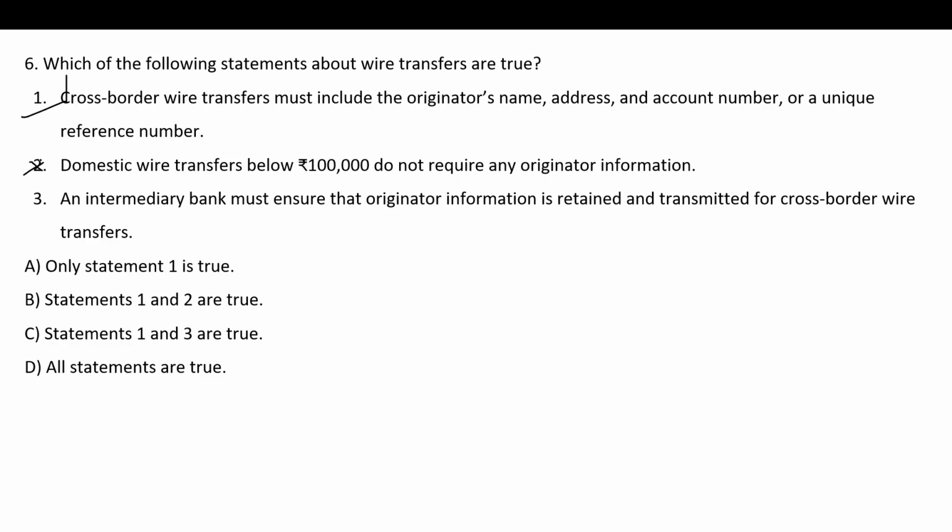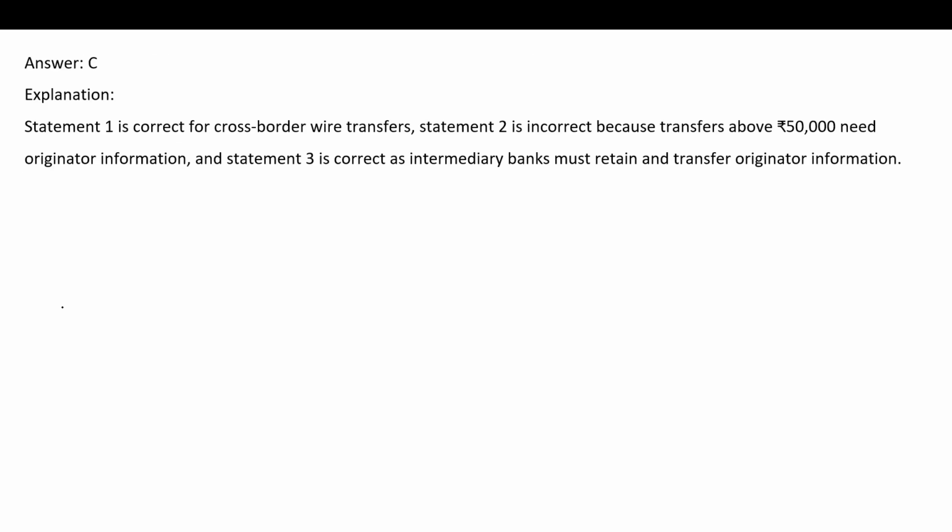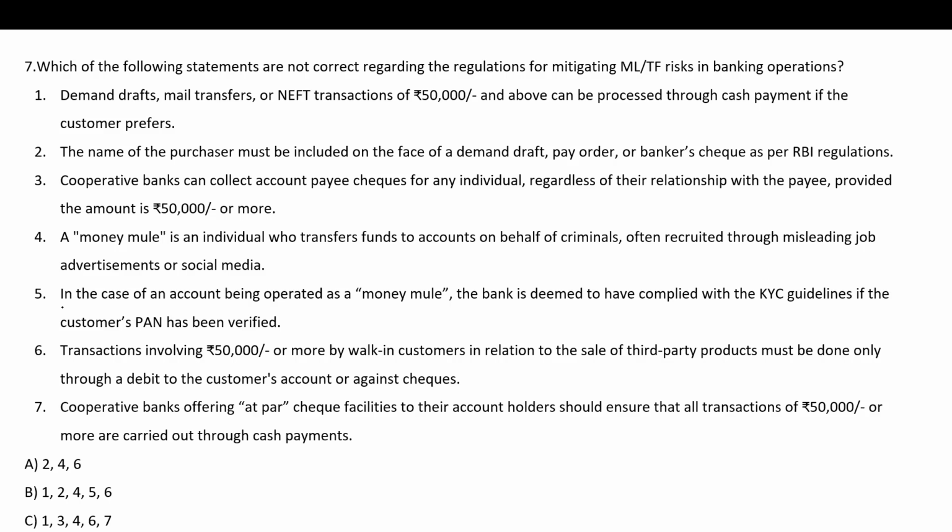So this statement is also correct. So option C, statement 1 and 3 are true. Which of the following statements are not correct regarding the regulations for mitigating money laundering or terrorist financing risk in banking operations? Number one, demand draft mail transfer on a transaction of 50,000 above can be processed through cash payment.